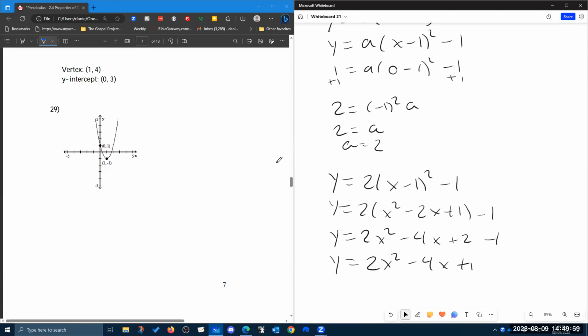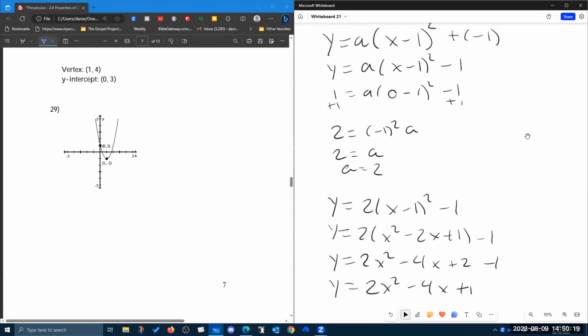That's it for this video. Again, you could use other points other than the y-intercept. It's just fairly easy to stick in x equal to 0, and to confirm that the constant when you have your expanded form here is the y-intercept.